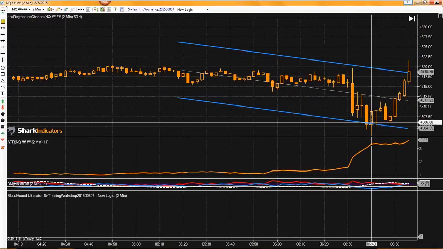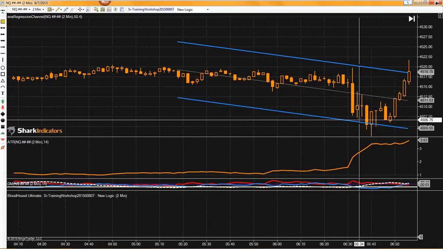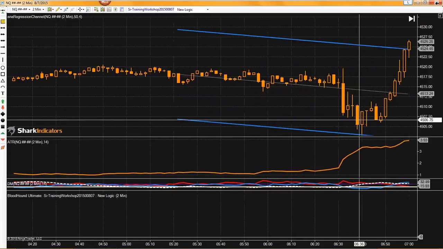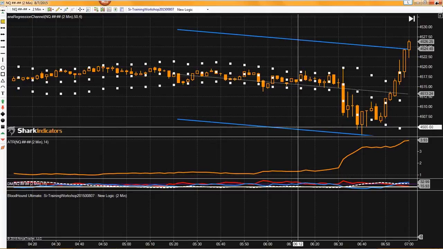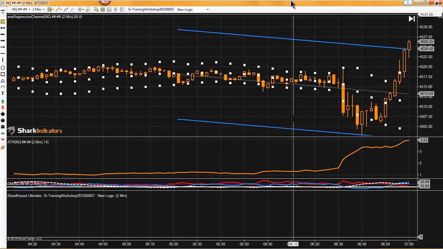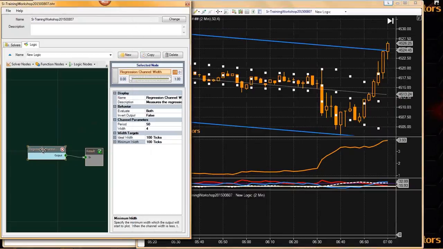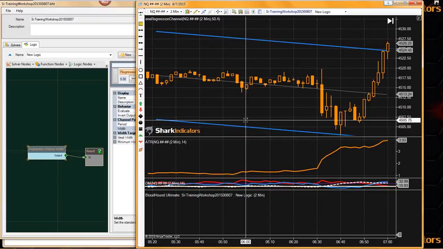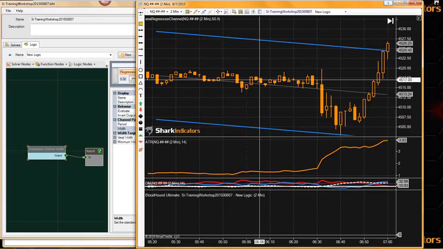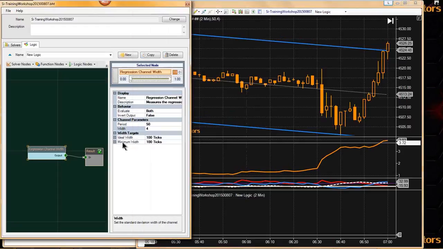And of course that's what all traders want, is a lot of price movement. That's how you get your profit targets hit. So that's one way of using the regression channel, and that's one way of using this solver here. All right, I think that pretty much covers it. This is a very simple solver, just looking at a very simple condition of the regression channel indicator. That's really all there is to it.